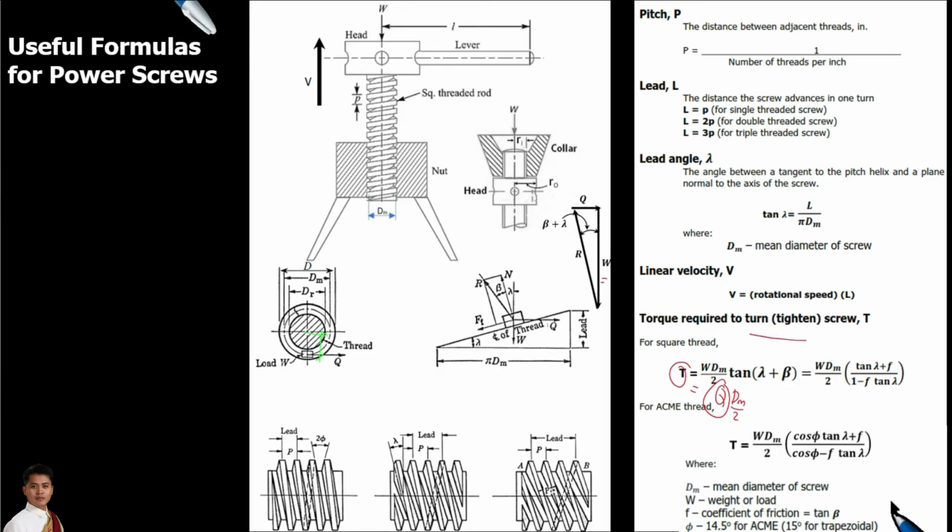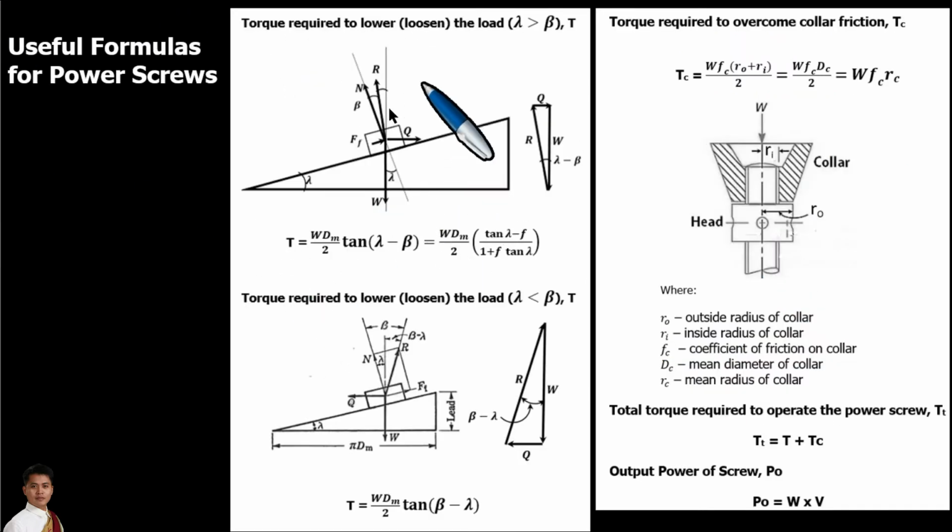So, meron din tayong ibang formula, yung loosen, okay? Pero sa loosen or lower yung load, so meron tayong i-consider dyan yung angle beta at yung angle lambda. So, yung beta dito, angle of friction, then lambda, of course, our lead angle. Okay, so if the lead angle is greater than beta, so ito yung ating formula. And then kapag yung tangent quantity lambda minus beta, in-expand natin, ito lang siya. So, no need to memorize actually ito as long as alam nyo to.